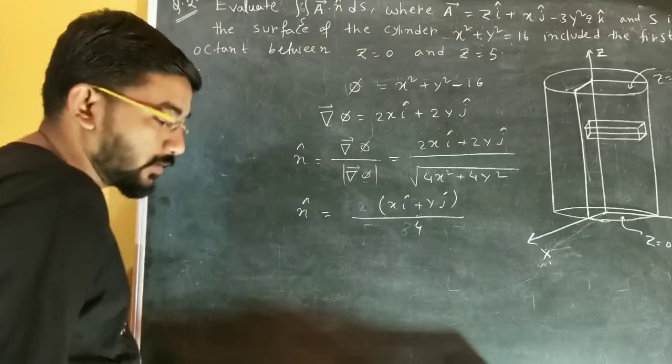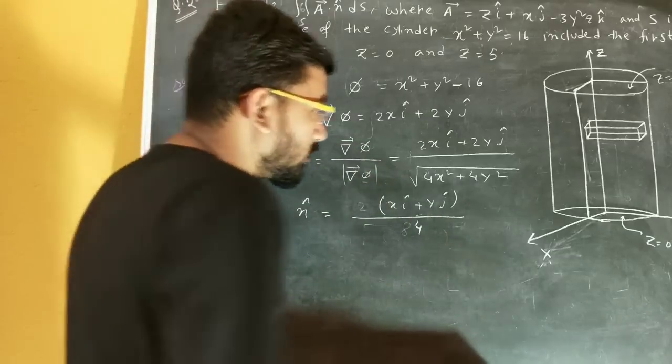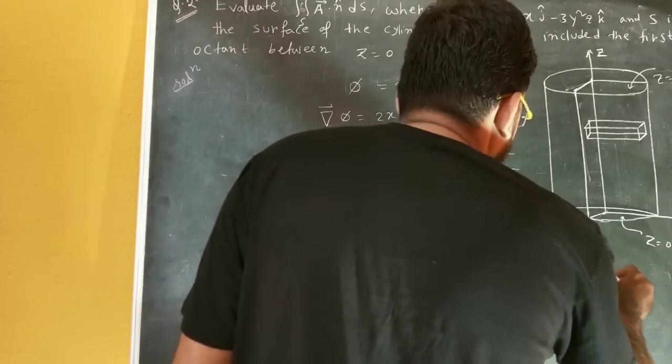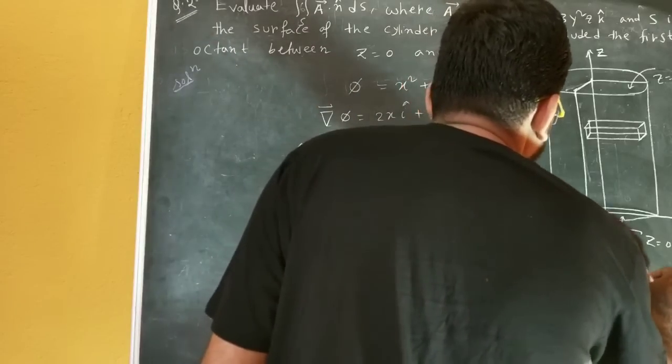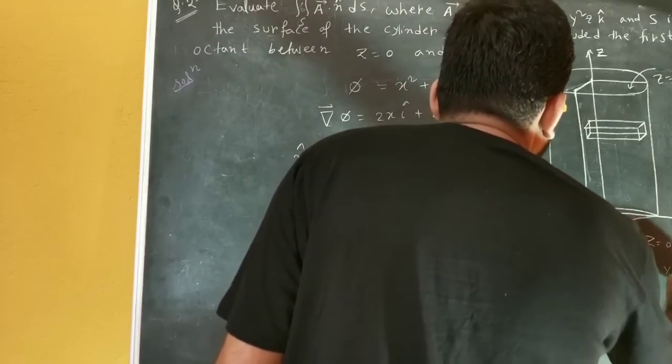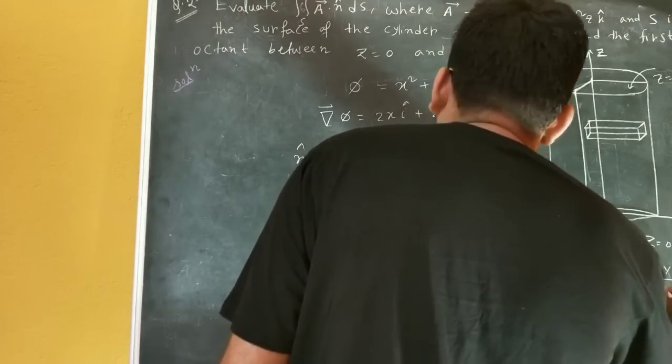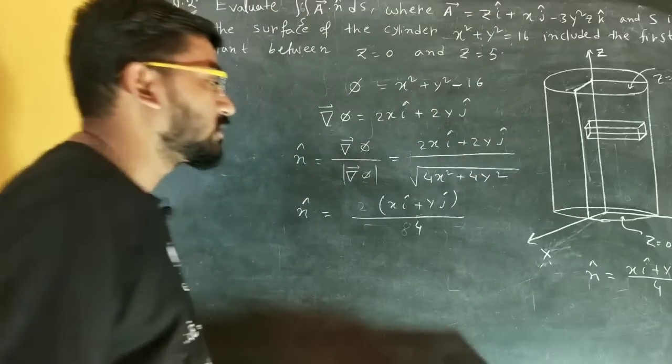So your unit vector n cap will be (x i plus y j) divided by 4. Okay, so this is our unit vector.